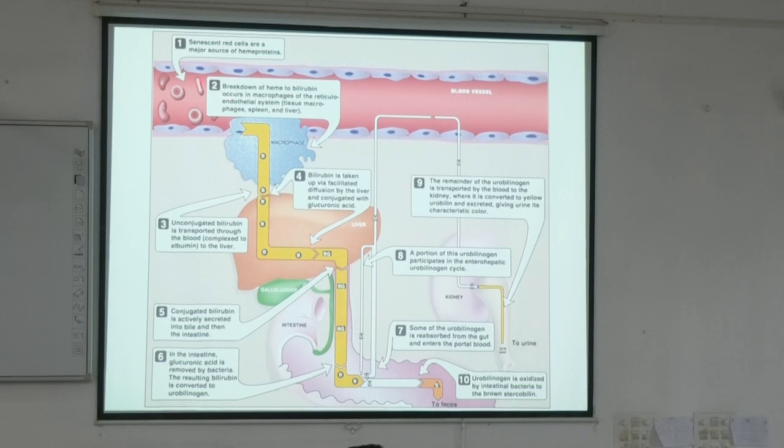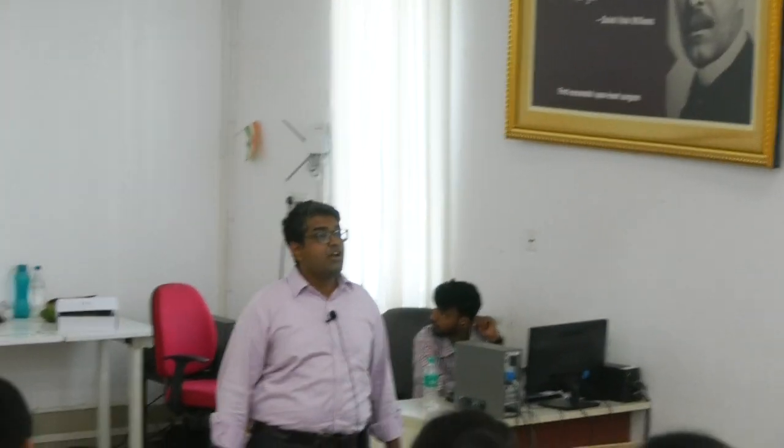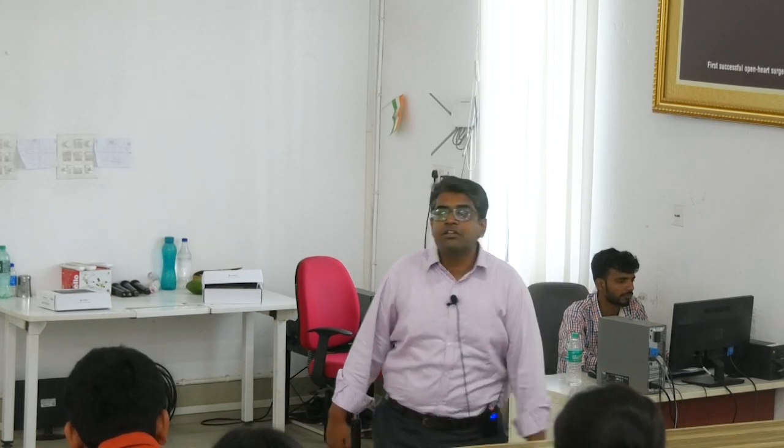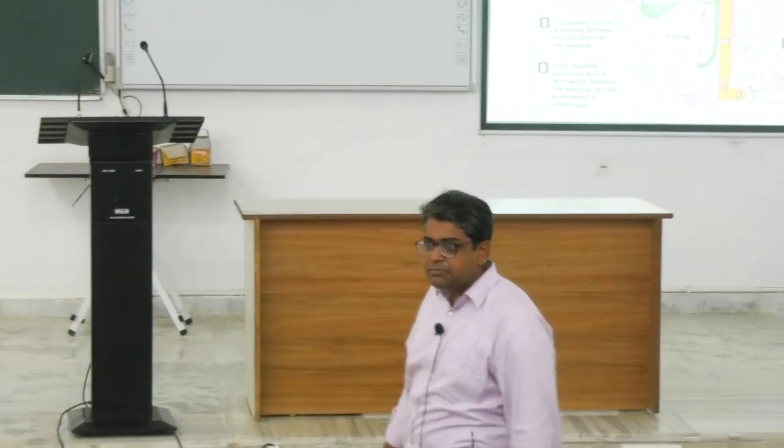Okay. So when your RBC breaks down, then you have hemoglobin. Why is it happening? In your macrophages. Macrophages of what system? Reticular endothelial system. Such a good name, reticular endothelial system. What is reticular endothelial system?